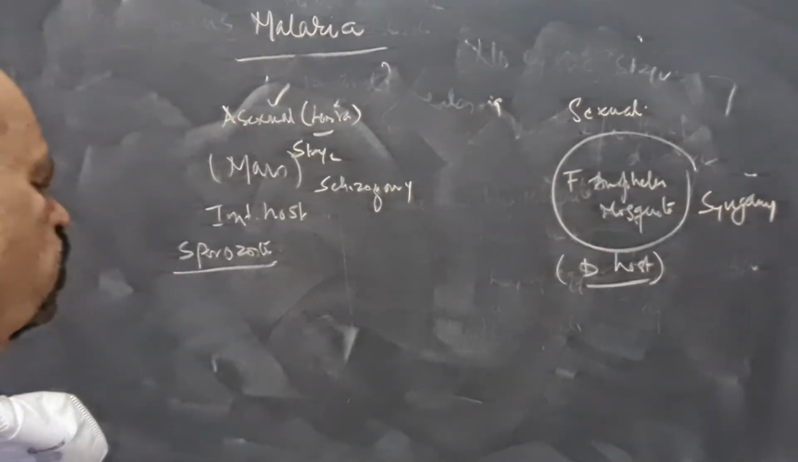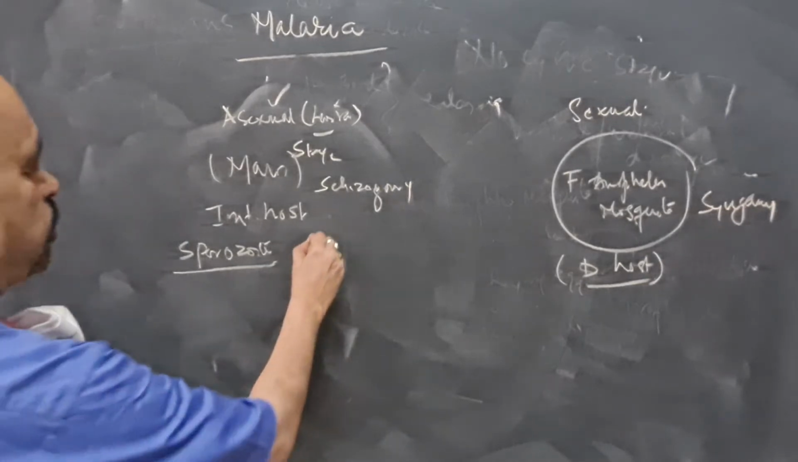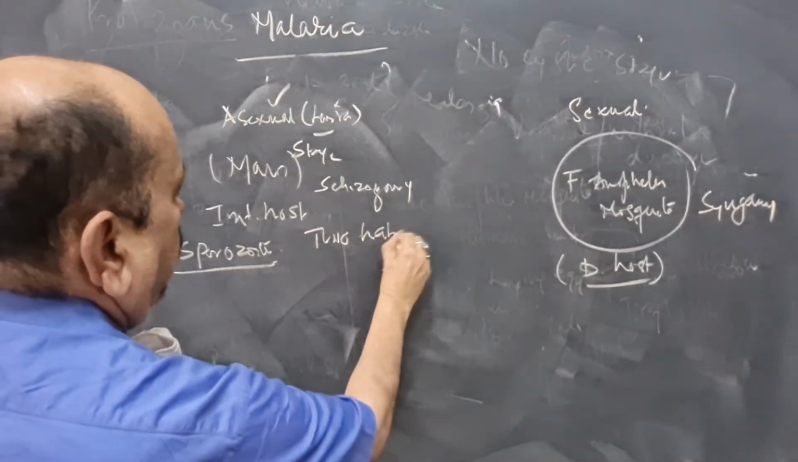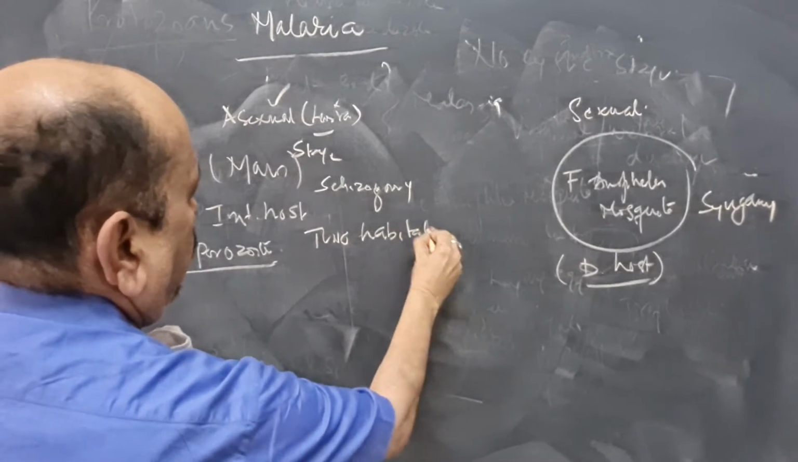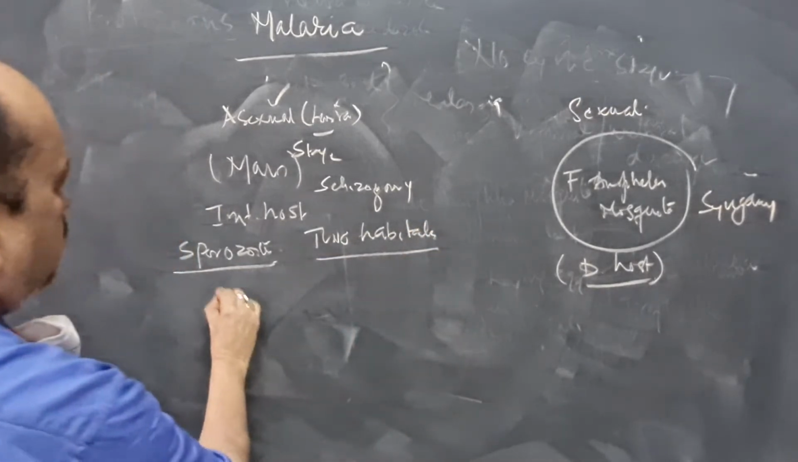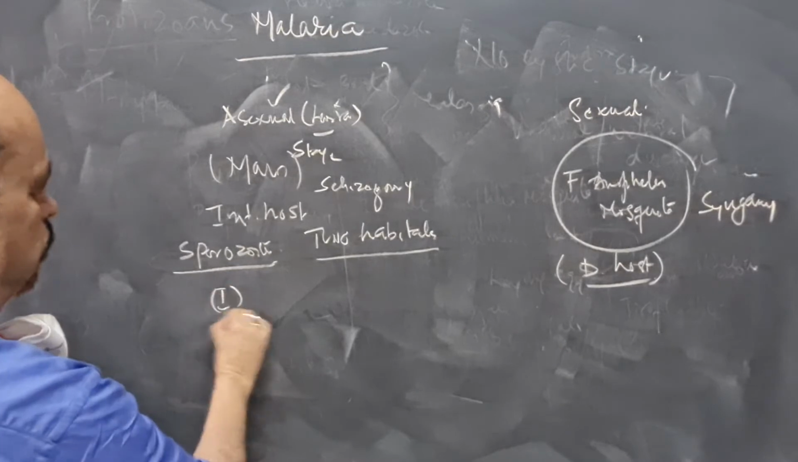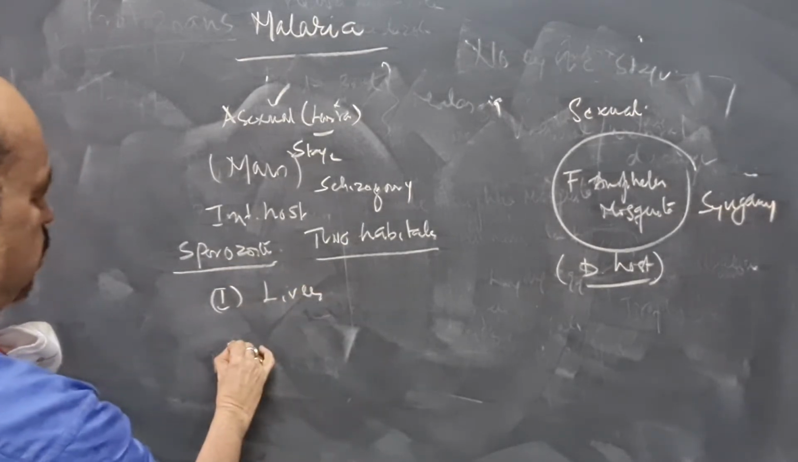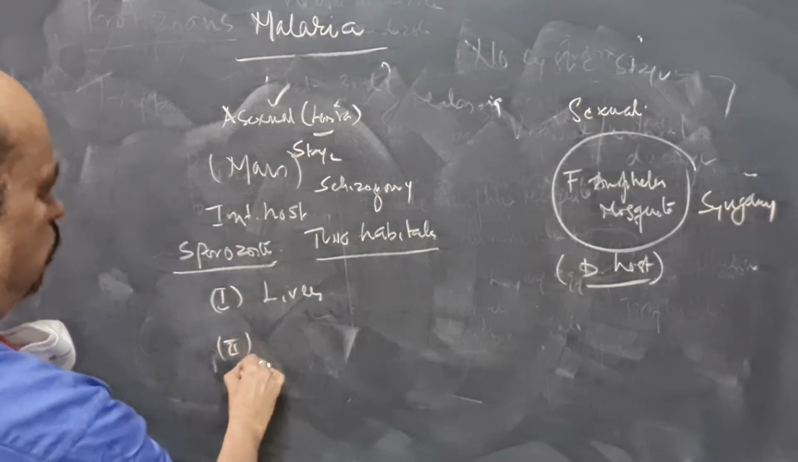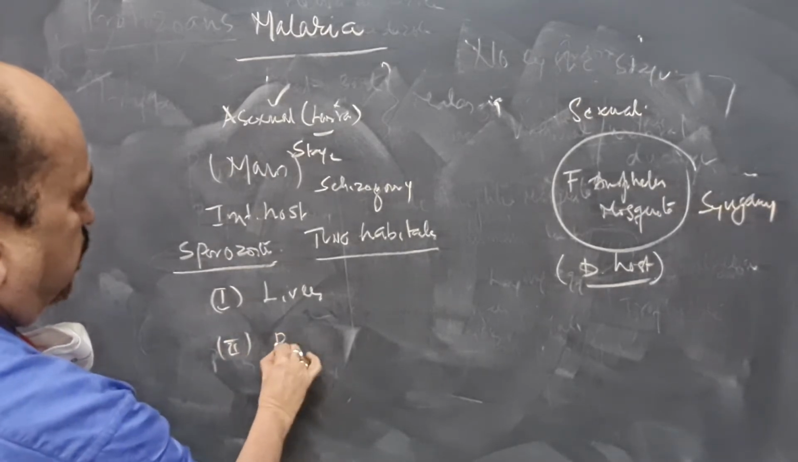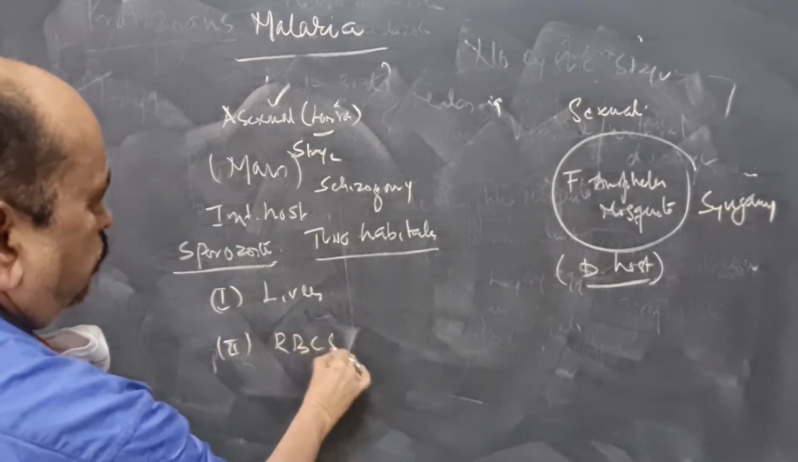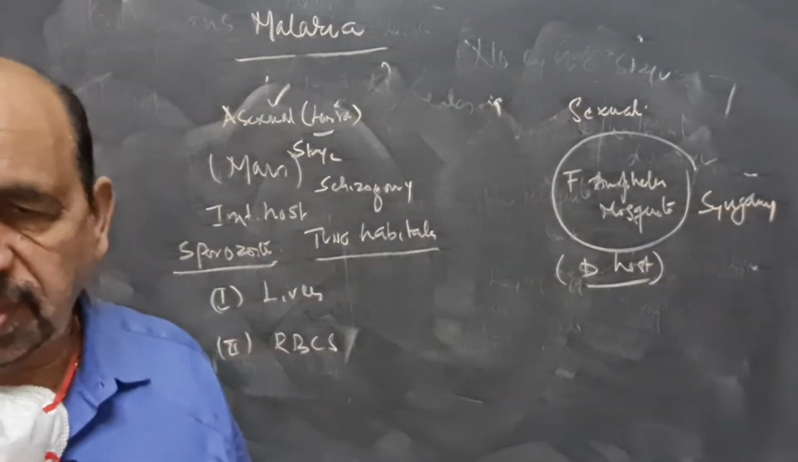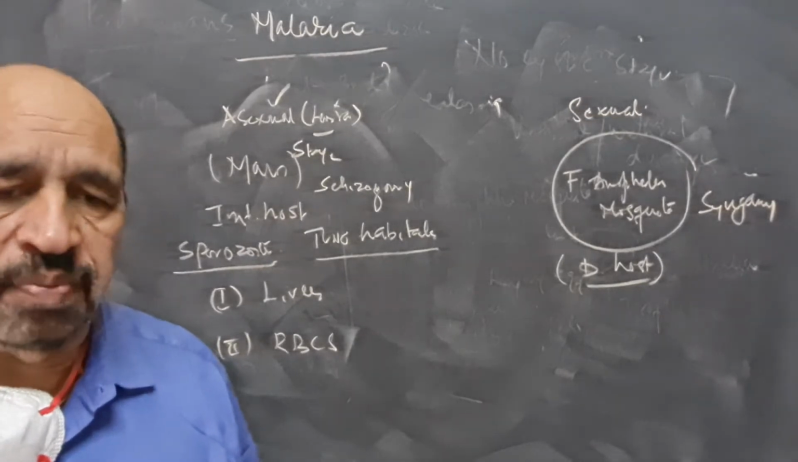There are two habitats, two places where the parasite lives. The first one is the liver. The second one is the RBCs.